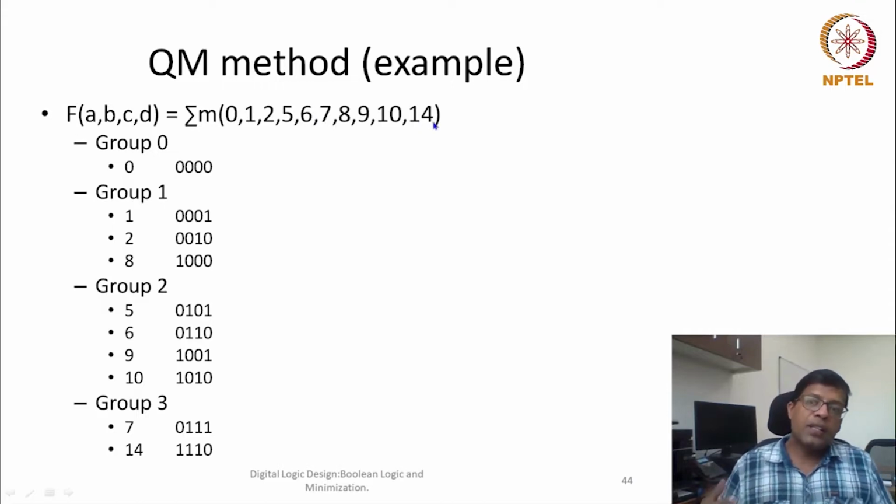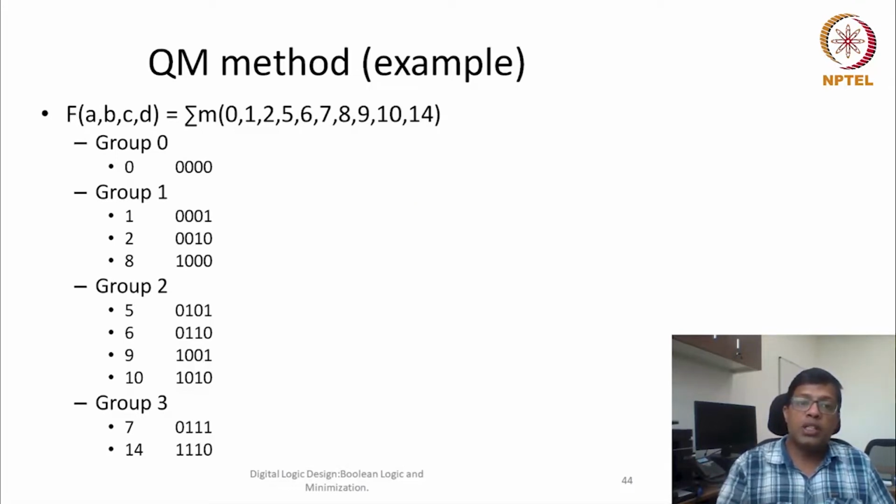As I said, the ideal way would have been to compare each min term with the other min terms and see if there is a difference of only one variable. The total number of min terms here is 1, 2, 3, 4, 5, 6, 7, 8, 9, 10. So 10 into 9, 90 comparisons would be there in the first stage itself. To reduce the number of comparisons, we arrange them. We arrange them based on the number of ones.